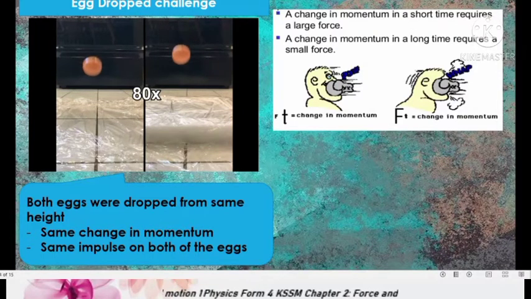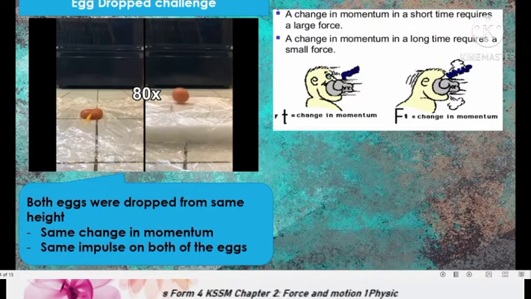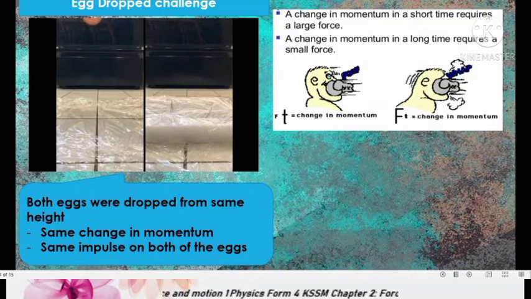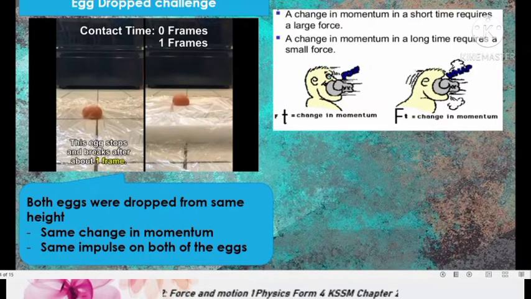You observe the time of impact. Can you compare the time of impact between the two eggs? What is the meaning of time of impact? Time of impact is the time taken from the moment the egg touches the floor or the foam until the egg comes to rest. So we can record the time taken.